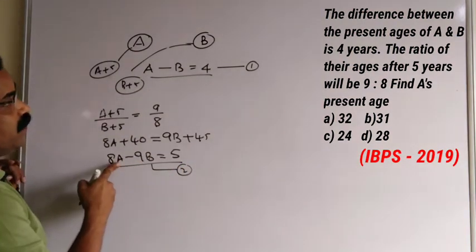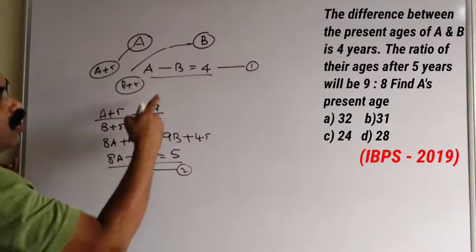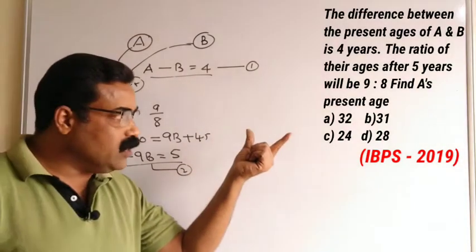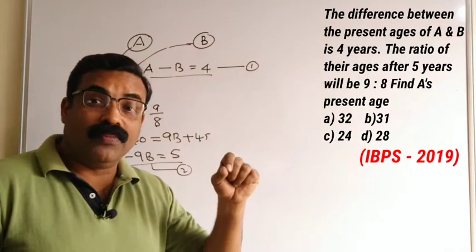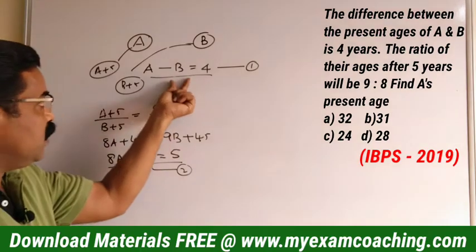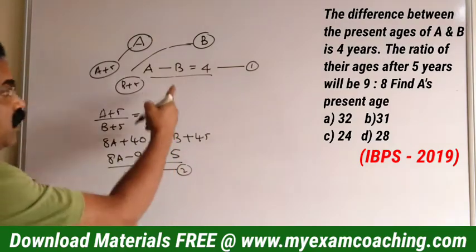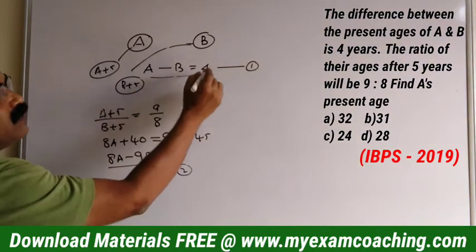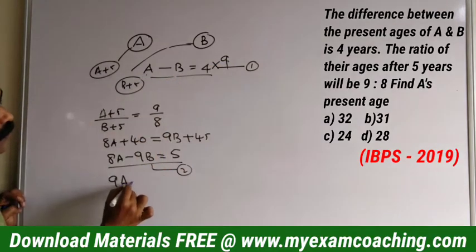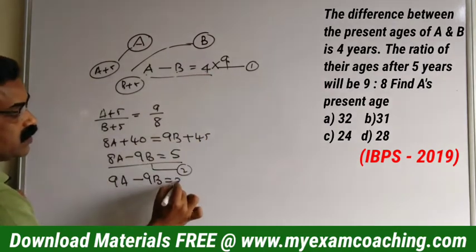Here you have 8A, here you have only 1A. Here you have 9B, here you have 1B. We need to find the age of A, which means we want to eliminate the age of B. Once you eliminate B, we will get the age of A. So to eliminate B, let us multiply the first equation by 9. This will become 9A minus 9B equal to 9 into 4, 36.